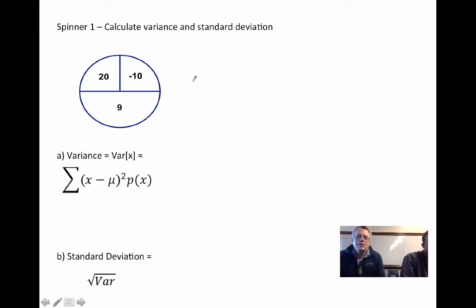E of x, just to remind you, equals the sum of x times p of x. So that was our first formula. That's the formula for expected value. You multiply the value of the random variable times its probability and add it up over all the values. So that's one formula we have under our belts.